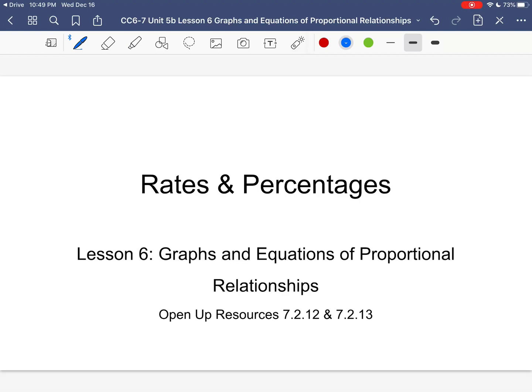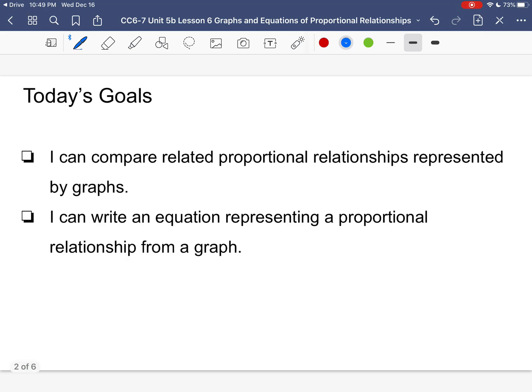Welcome back to the unit on rates and percentages. Today's lesson is about graphs and equations of proportional relationships. The goals of today's lesson are that you can compare related proportional relationships represented by graphs, and that you can write an equation to represent the information about a proportional relationship that's given on a graph.